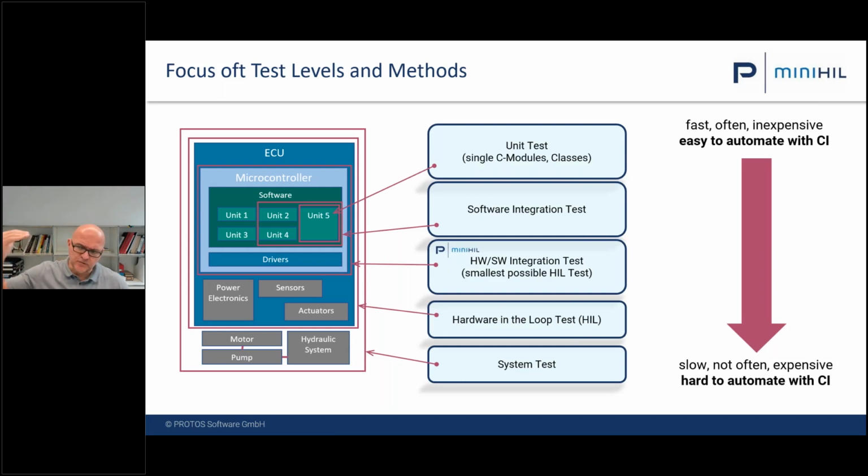So from top to bottom, the unit tests are easy to automate with continuous integration. The system test is really hard to automate with continuous integration. So we're sitting here in the middle with the hardware software integration tests. It's not as easy as a unit test to do, but it's also really good to automate.